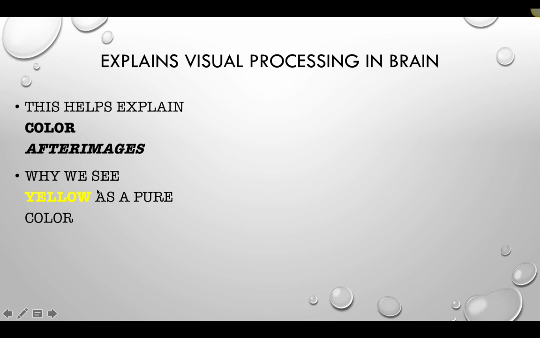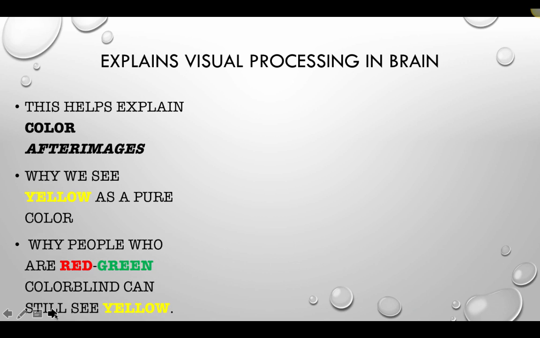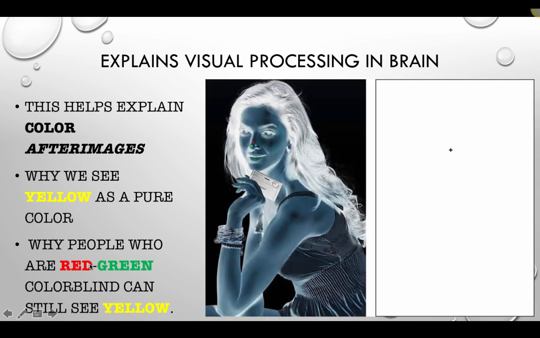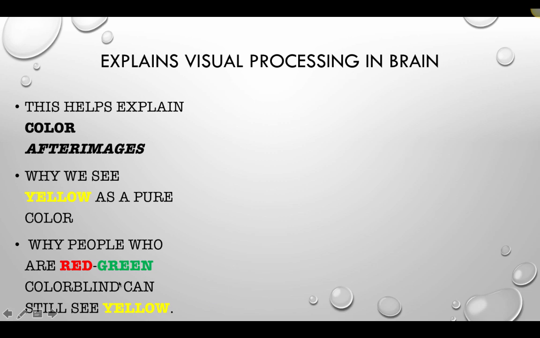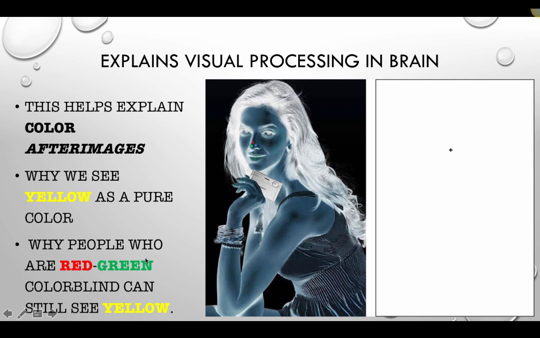So the opponent processing also explains why yellow is a pure color, because if red and green signals are coming in to the same opponent processor, yellow will turn on and blue will turn off, and yellow looks like a pure color. It doesn't look like a mixture of red and green. But what about this after image? Remember, people who are red-green colorblind can't distinguish between these two colors. Those images will still feed in to the blue-yellow opponent processors, and that means we can still see yellow.